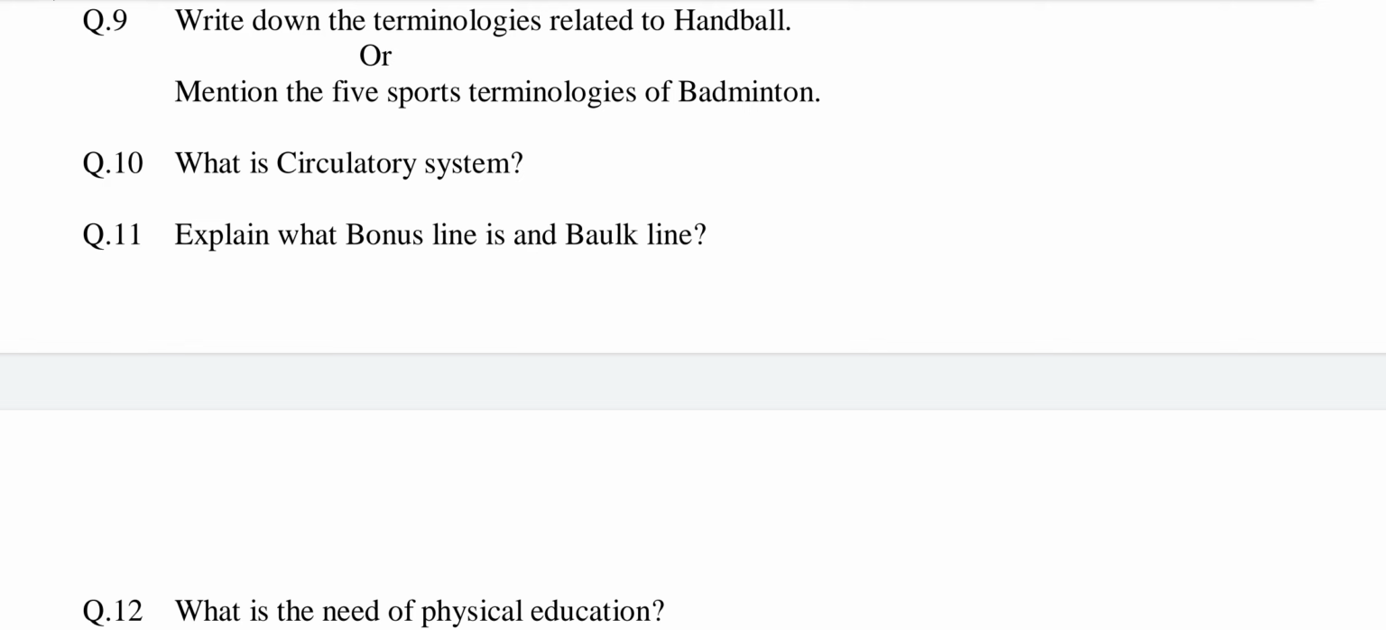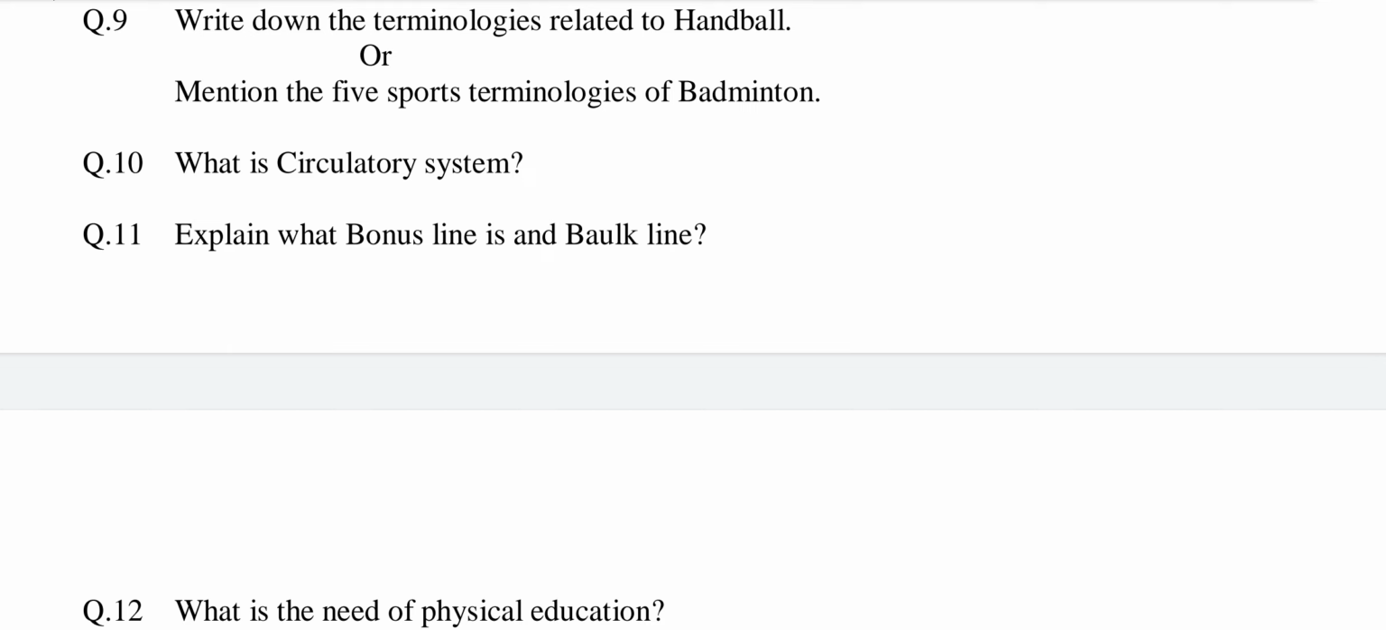This question is also related to chapter number 6, concept of major games and sports. 5 terminologies of badminton are as listed below. Number 1, side gallery. Second, back gallery. Third, double hit. Fourth, foot fault. Fifth, rally. Explain all these points in 2 to 3 lines.